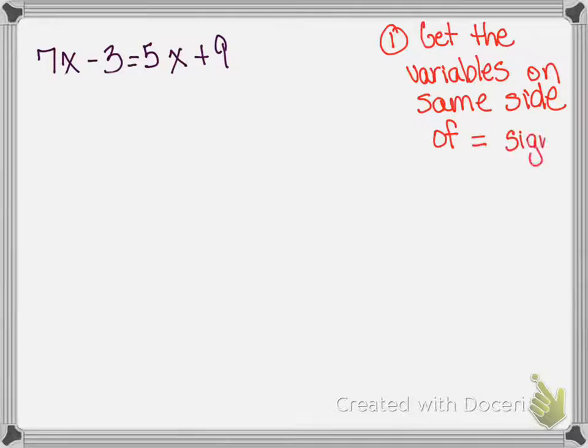Okay? So the way that I'm going to do that is I'm going to take 5x, and I'm going to subtract 5x from it. And this is a good opportunity to start moving things to the left because of inequalities. You could have subtracted 7x from both sides, but getting in that habit of moving it to the left is helpful. Okay? So I'm going to subtract 5x from both sides. And I'm left with 2x minus 3 equals 9.